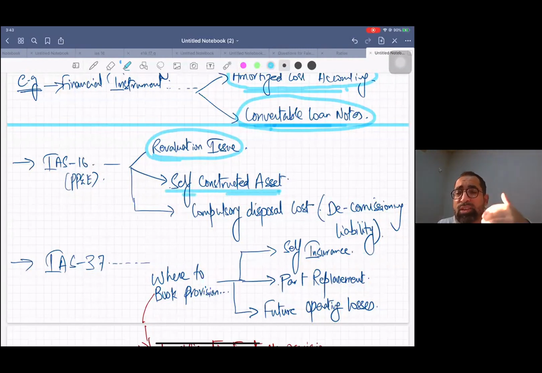asset. Sometimes we construct an asset for ourselves, for our own future property, plant and equipment use. In that case, you will capitalize all normal cost: material, labor, overhead, all normal cost during the production. But don't forget, if there is any abnormal cost, you are not supposed to capitalize it. That abnormal cost will be charged in P&L, or in many cases cost of sales.